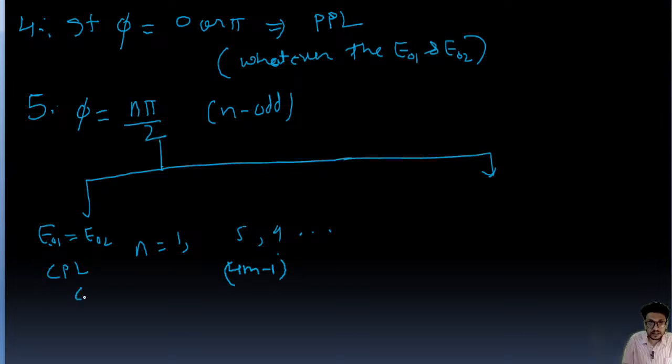In that case, phi value is 3 pi by 2, 5 pi by 2, 9 pi by 2, and so on. Then if the value is like this, it is RCPL, right circularly polarized, guys. And if E01 is not equal to E02.